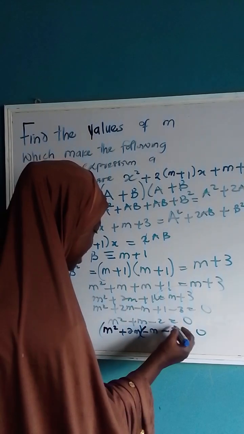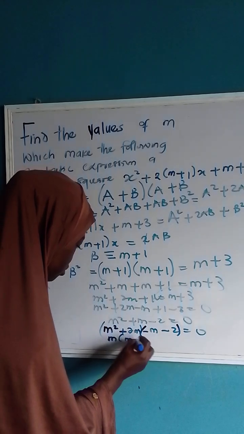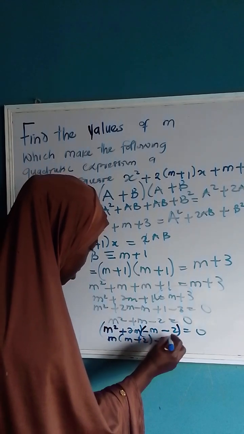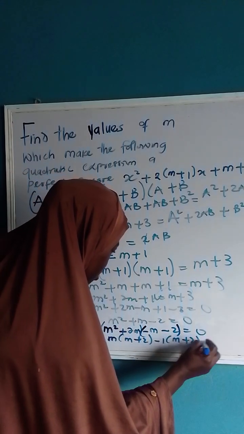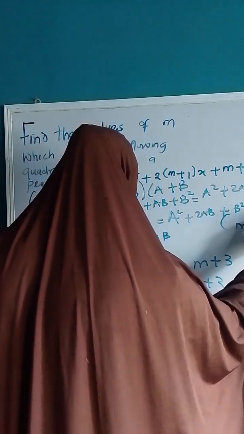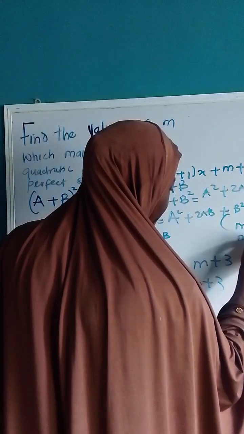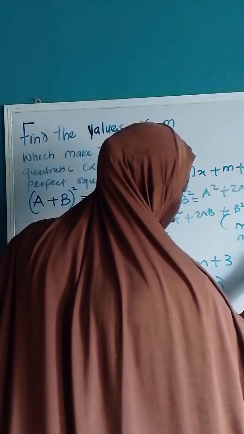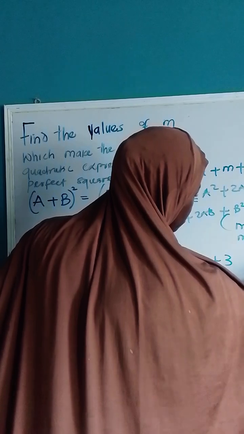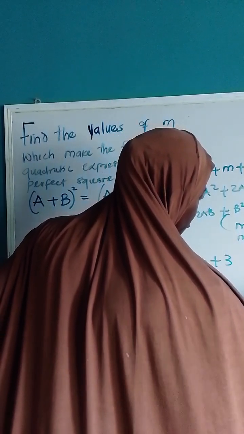So now let's factorize it. n into (n plus 2) minus 1 into (n plus 2) is equal to 0, which means that (n plus 2) into (n minus 1) is equal to 0. n plus 2 equals 0, or n minus 1 equals 0. n is equal to minus 2, or n is equal to 1.